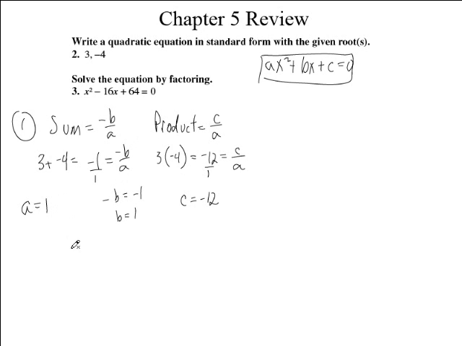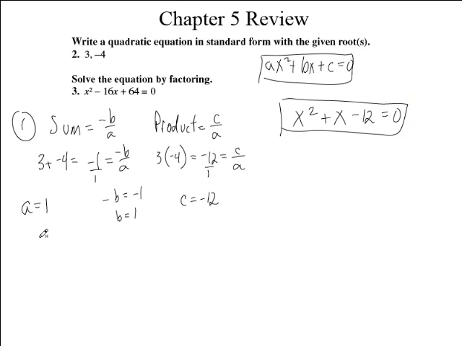So it's 1x squared, which is just x squared, you don't need the 1 in front of it, plus bx, again, it's a 1 in front of it, so that's an x, plus c, plus negative 12, or just minus 12, equals 0. And there it is. That's the quadratic equation in standard form.